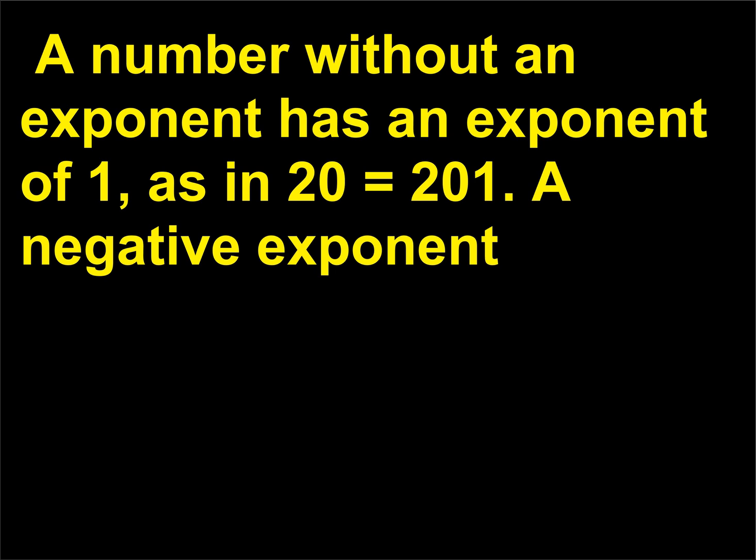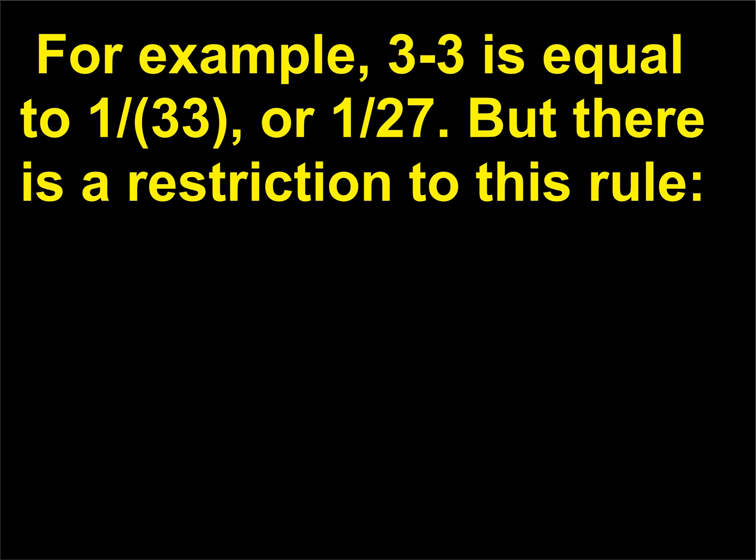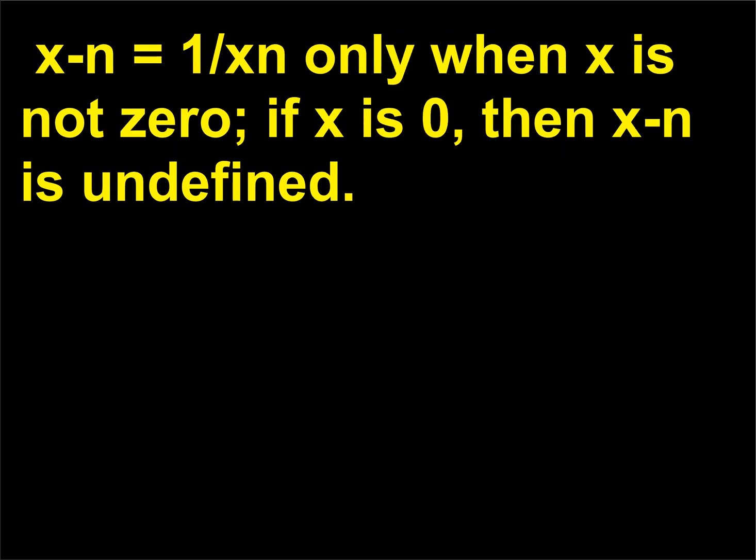A negative exponent indicates that the number is to be divided by the exponent instead of multiplied. For example, 3^-3 is equal to 1/3^3, or 1/27. But there is a restriction to this rule. x^-n equals 1/x^n only when x is not 0. If x is 0, then x^-n is undefined.